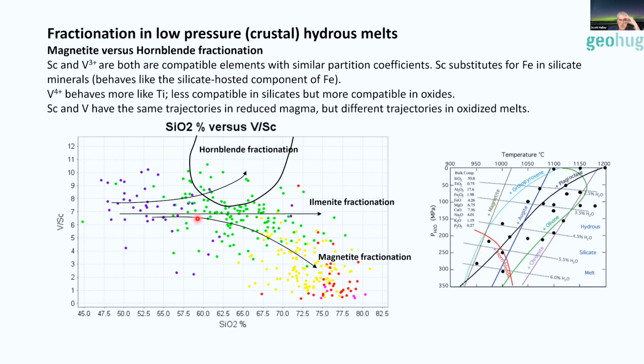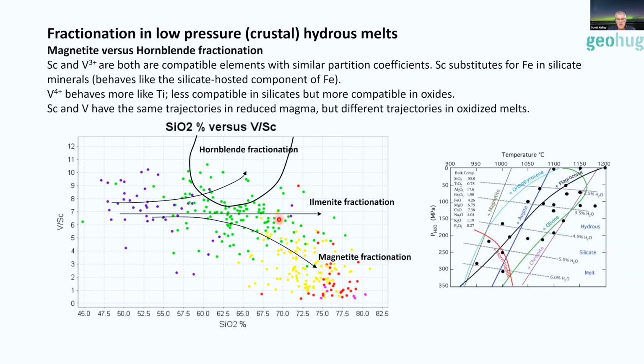There's the same data we looked at before. So as these magmas are fractionating, the dominant control here on this ratio is magnetite fractionation. As magnetite crystallizes in the melt, it takes up vanadium at a much higher rate than other metals. So the vanadium to scandium ratio decreases.